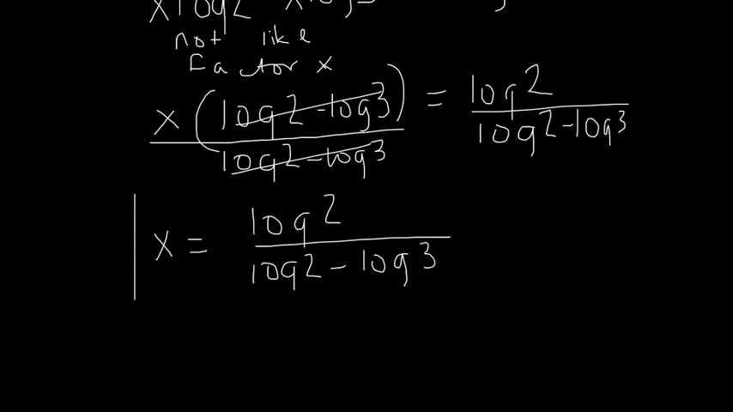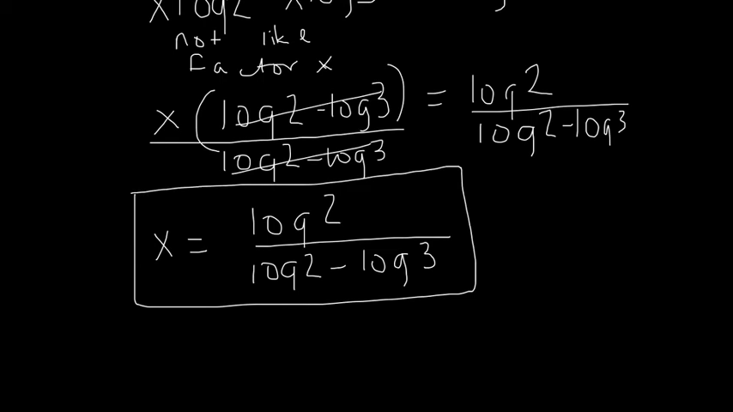Don't be tempted to cancel those log 2's out. You can't cancel unless everything's separated with a multiply. And this subtract sign right here means you can't cancel like that. That would be wrong.